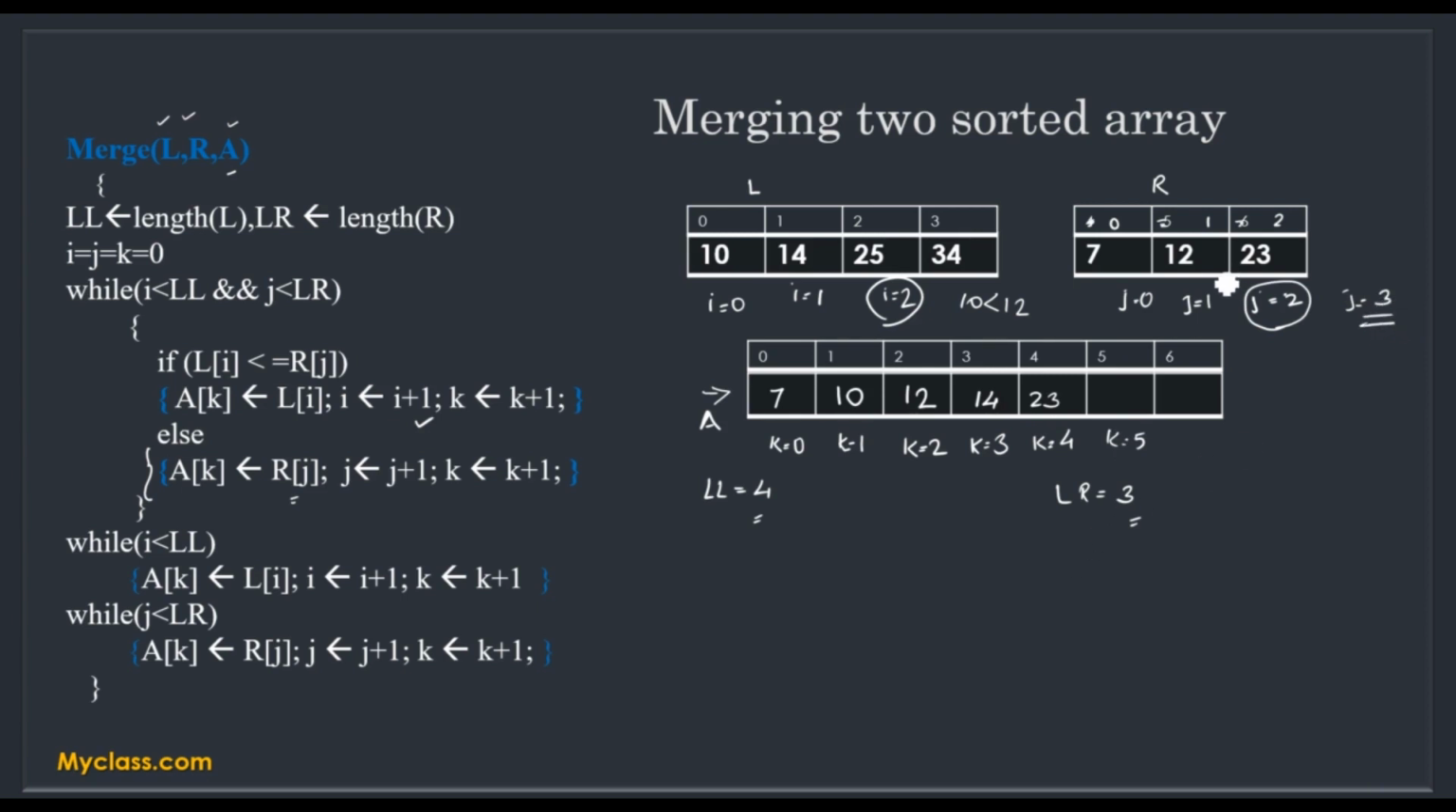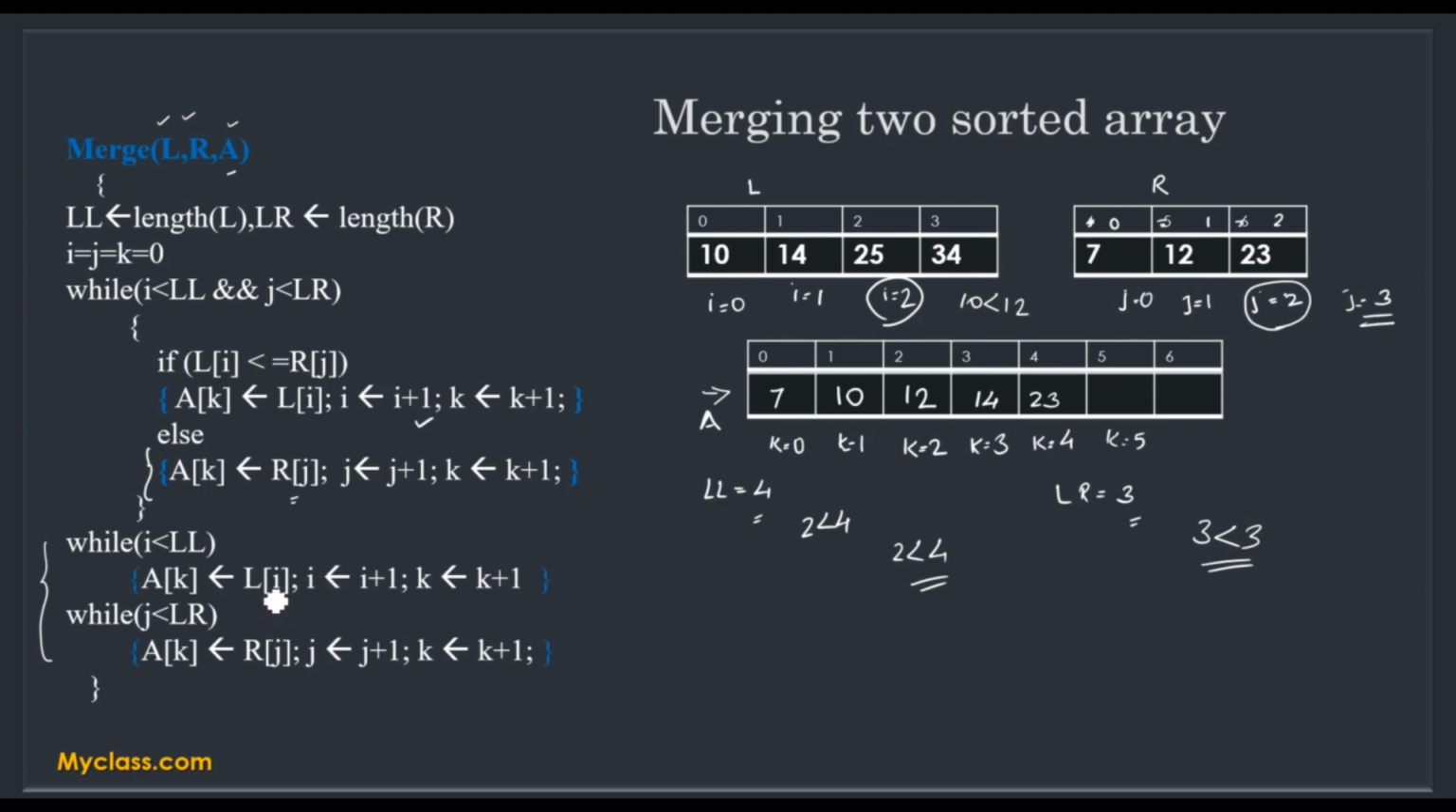At that time, after the insertion of all the elements of any one of the lists, the while loop should not work. I is less than LL now, because I is 2 and 2 is less than 4, but J is 3, and 3 is not less than 3. So this is not going to work. For inserting the remaining values from the other list, we are using another while loop. So we are checking I is less than LL. Yes, here I is less than LL.